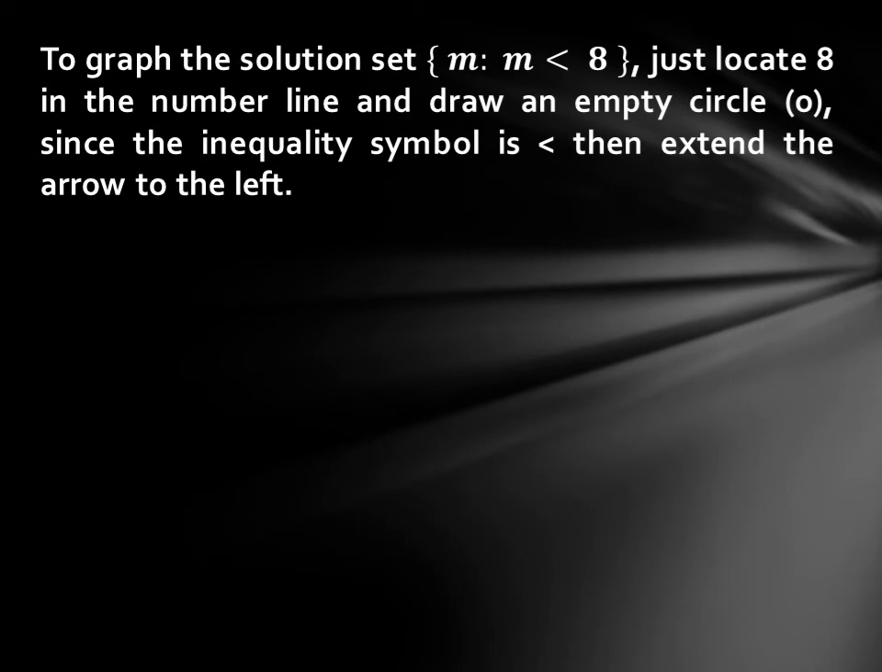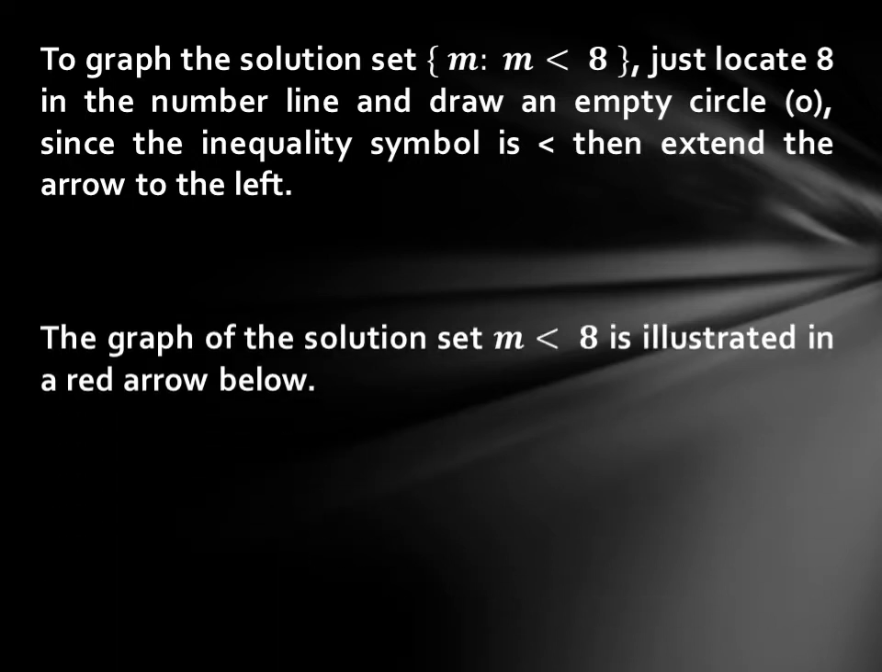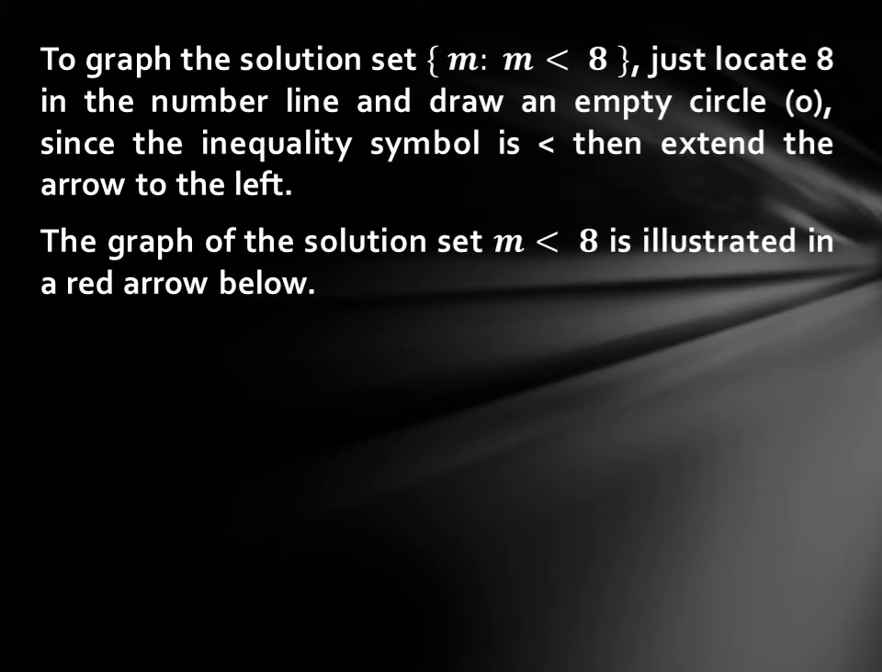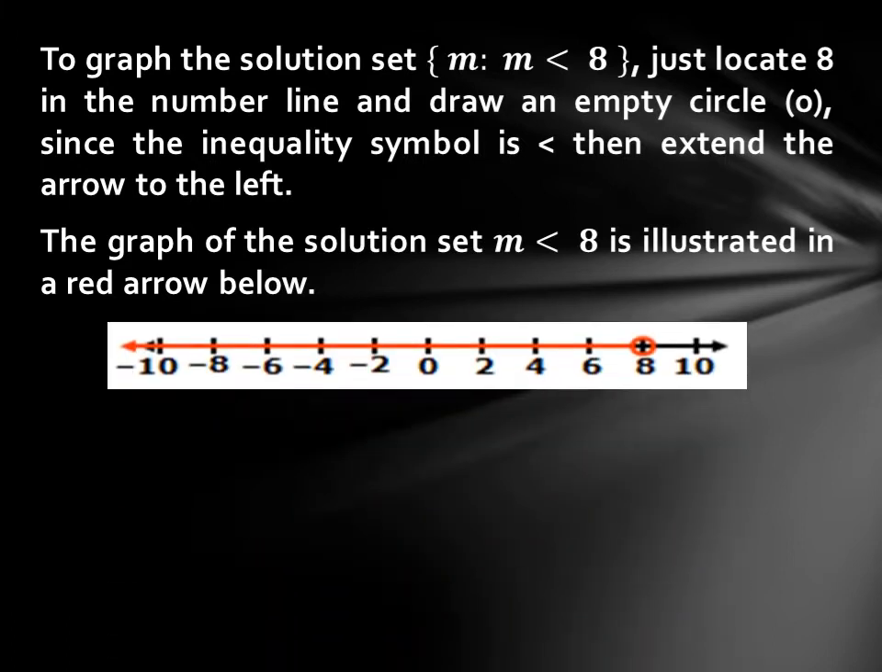To graph the solution set m such that m is less than 8, just locate 8 on the number line and draw an empty circle. Since the inequality symbol is less than, extend the arrow to the left. The graph of the solution set m is less than 8 is illustrated by the red arrow below. Those numbers less than 8 will be in the red arrow, so those numbers are solutions of the given inequality.